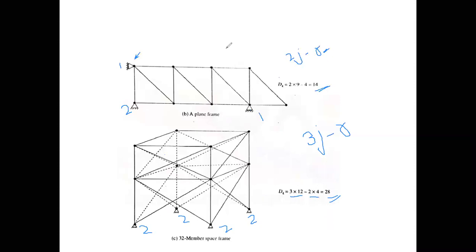So basically we are only concerned with 3 cases: for a beam, for a rigid jointed plane frame or a space frame, and for a pin jointed plane frame or a space frame.